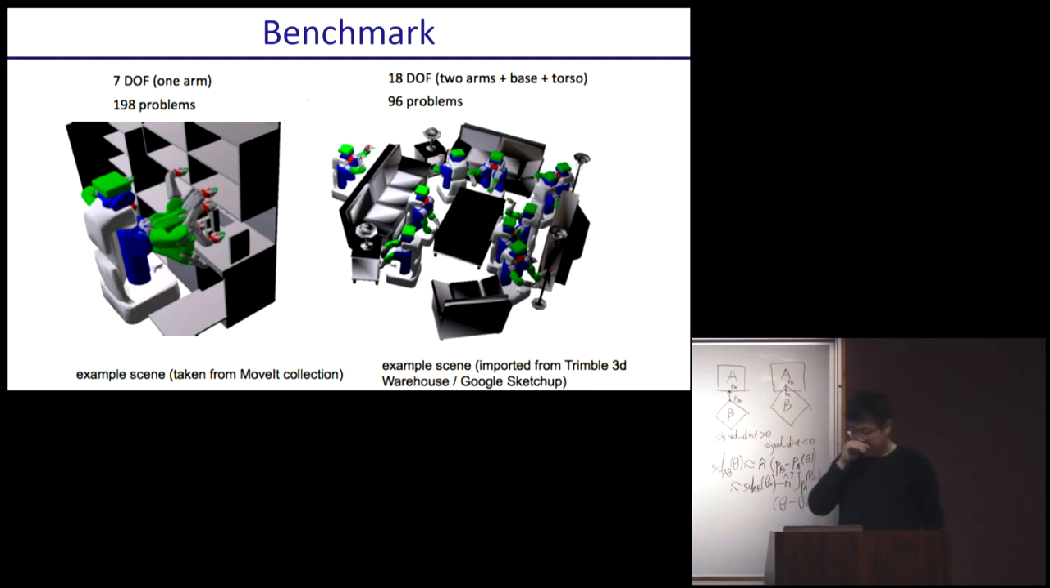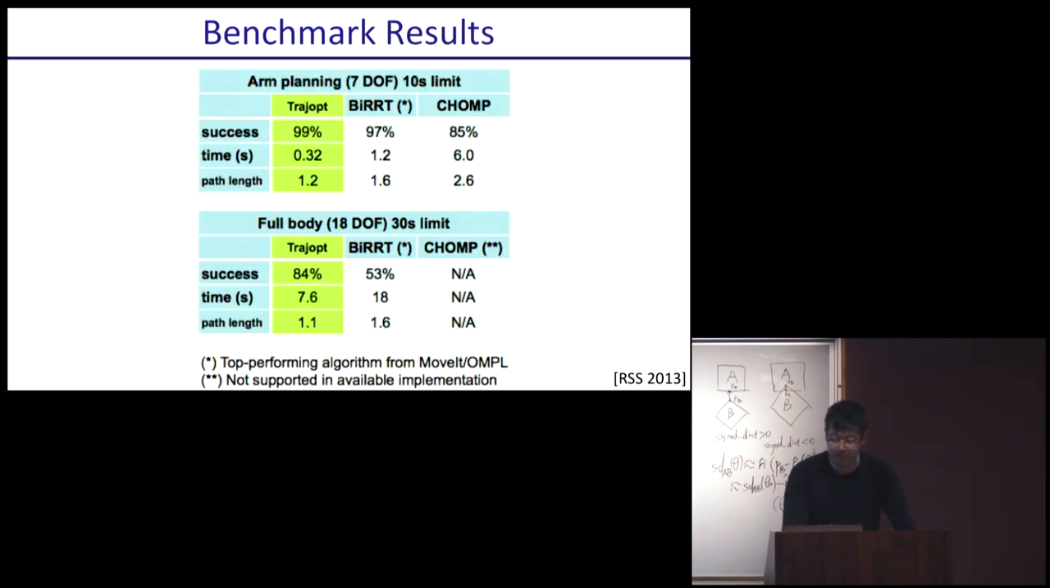Okay, so now we have some algorithms. We need to benchmark everything. There are two benchmarks. The first one is you just control one arm, with 7 degrees of freedom, and there are 198 problems. The harder one is 18 degrees of freedom with 2 arms plus base plus torso, and there are 96 problems. And here are the benchmark results.